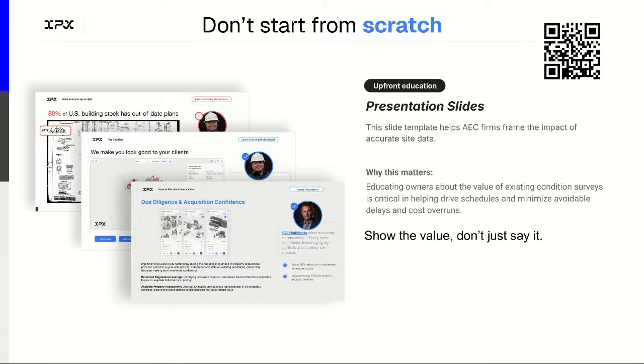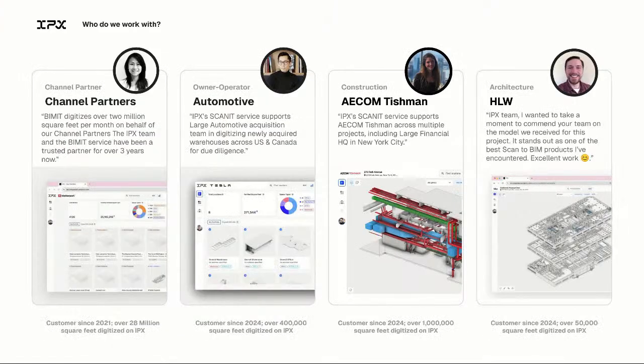I'll add here... actually, I forgot what I was going to add. Never mind, sorry, George. It'll come back. We'll keep adding.